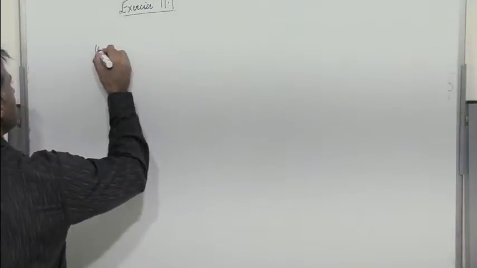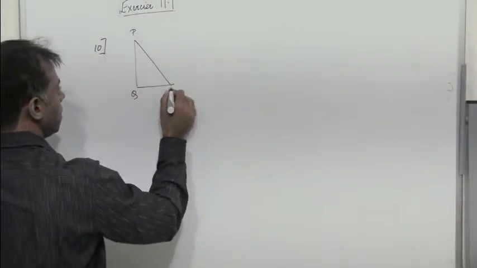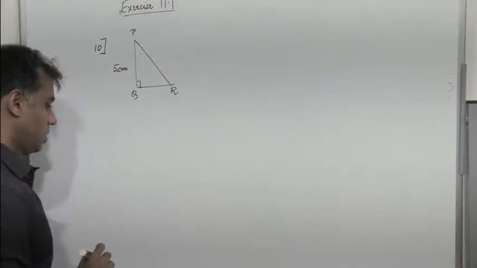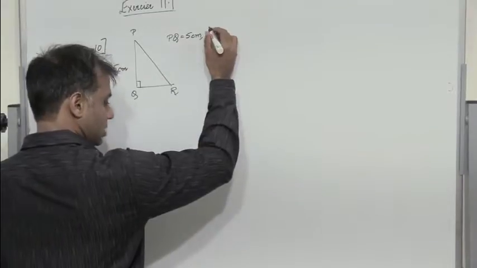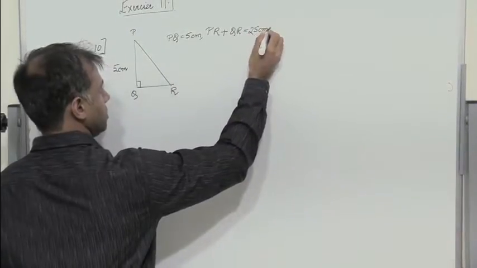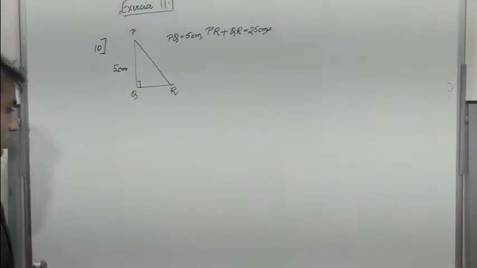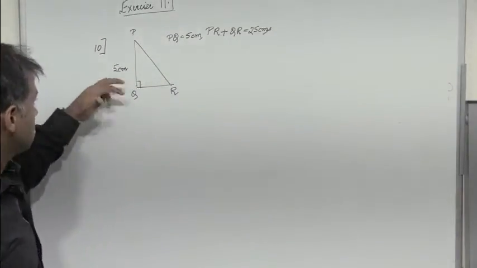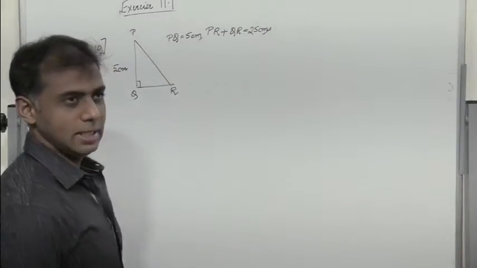So what has been given in the 10th problem? So we have triangle PQR, right angle at Q, and it says PQ is 5. Also, one more thing is given, PR plus QR is 25 centimeters. So this is what is given, right? So how do we find all the various values is the question. I need to find sine P, cos P, and tan P.